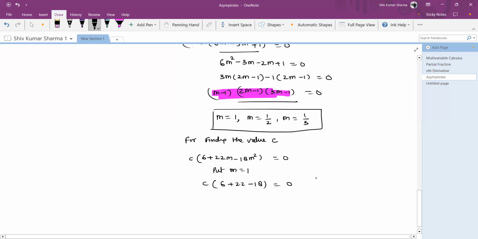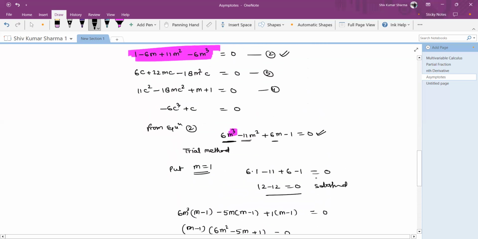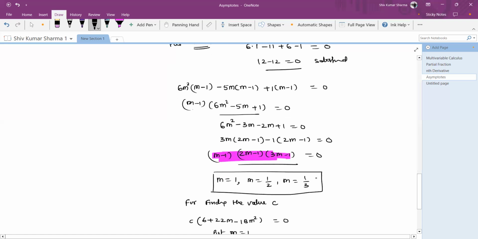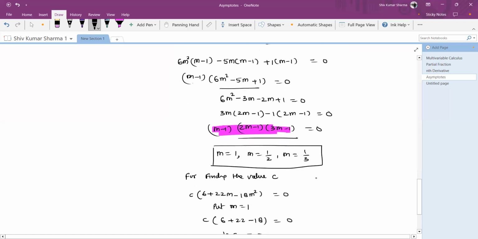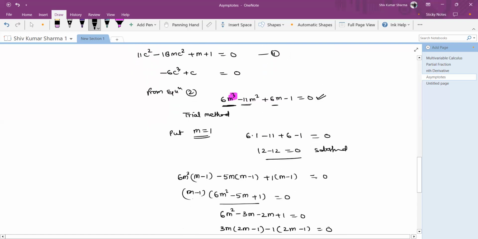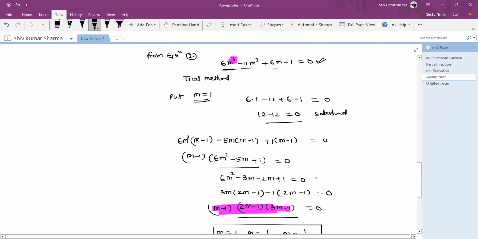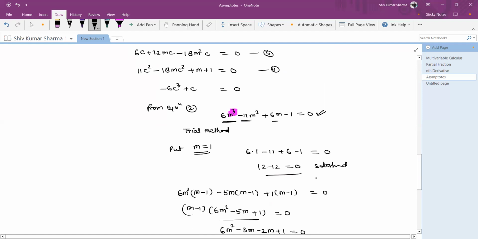So that means this gives us 10C is equal to 0. So this gives us C equal to 0. Similarly, you can put any value of m, we get C equal to 0. So when we get C equal to 0, now you can put the value of C in the last equation. So we satisfy that equation also.